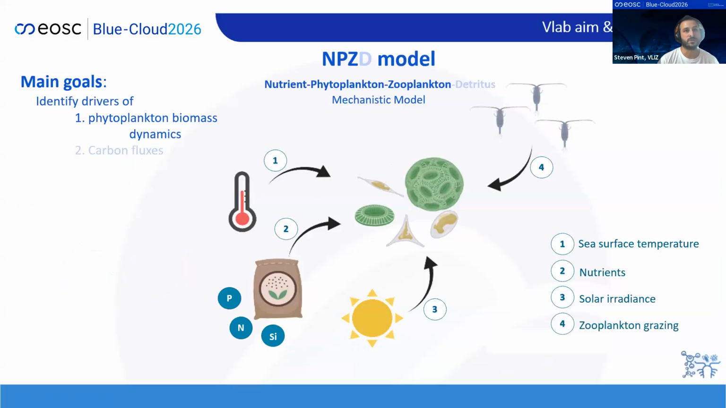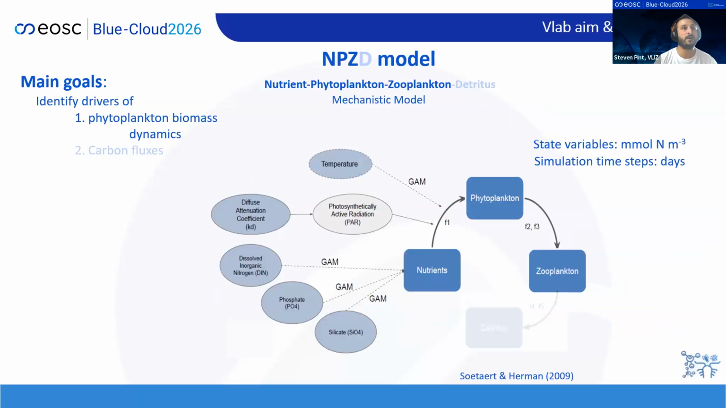On this slide I want to show you just the drivers or the determinants of phytoplankton biomass dynamics. It's sea surface temperature, nutrient concentration, and solar irradiation. Those are bottom-up regulators. And then we have zooplankton grazing, which has a top-down control. On the next slide, it's our model that was developed in the previous Blue Cloud.